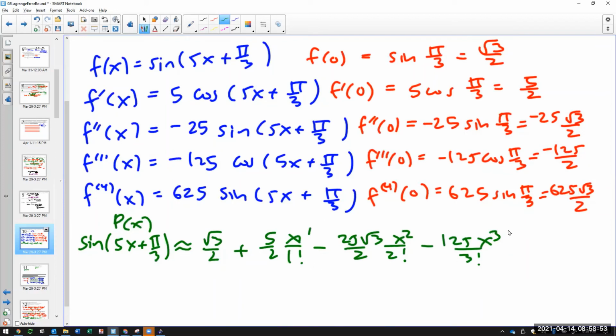So what that means is if I use this as the approximation, but the approximation for what? What am I plugging x into? Am I doing something wrong, Ryan? Oh, where? Sorry.